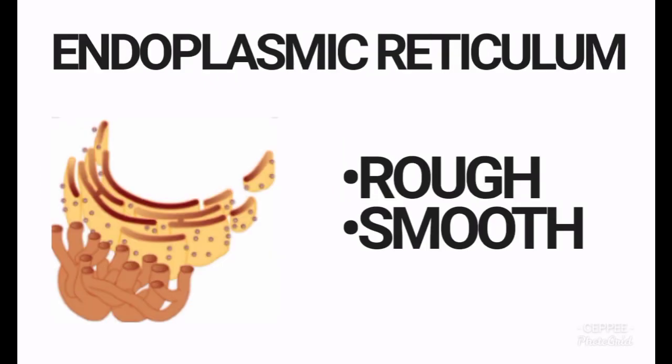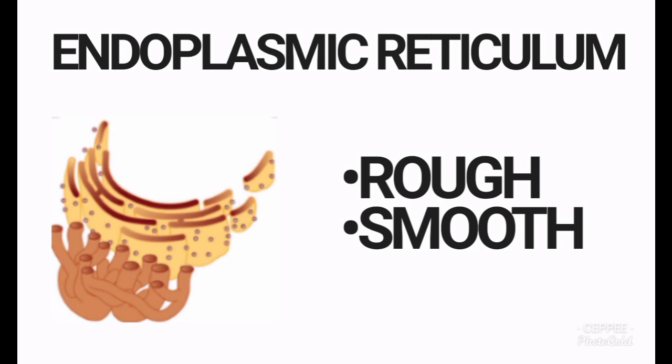Rough endoplasmic reticulum and smooth endoplasmic reticulum are actually placed next to each other. The difference between smooth and rough is that the rough endoplasmic reticulum is bound by ribosomes, and the smooth endoplasmic reticulum is not bound by ribosomes. The function of the endoplasmic reticulum is as a transporter of proteins, which are synthesized by the ribosomes.